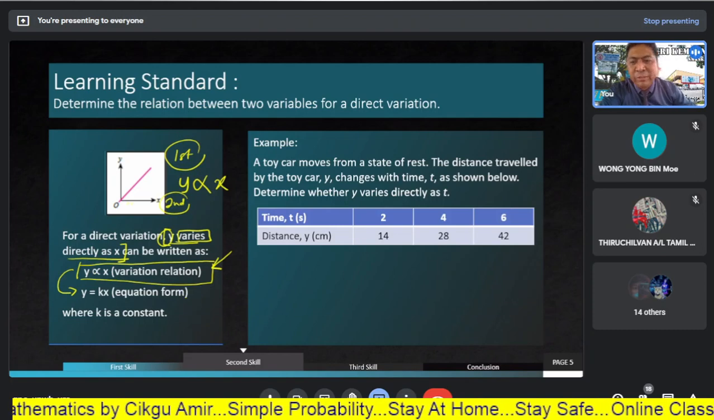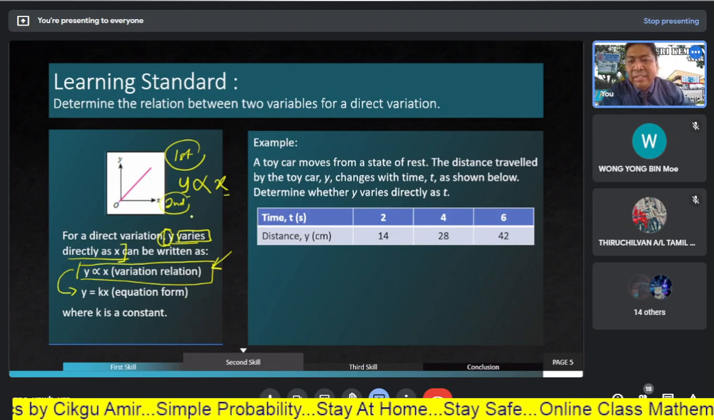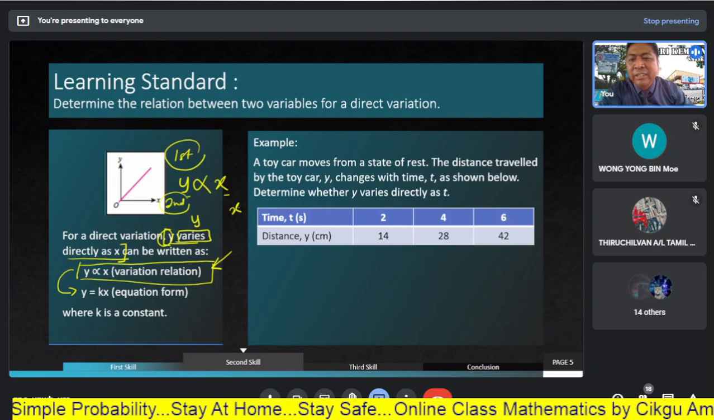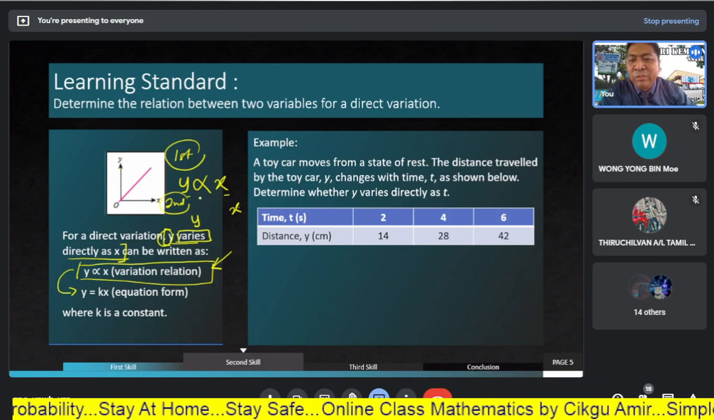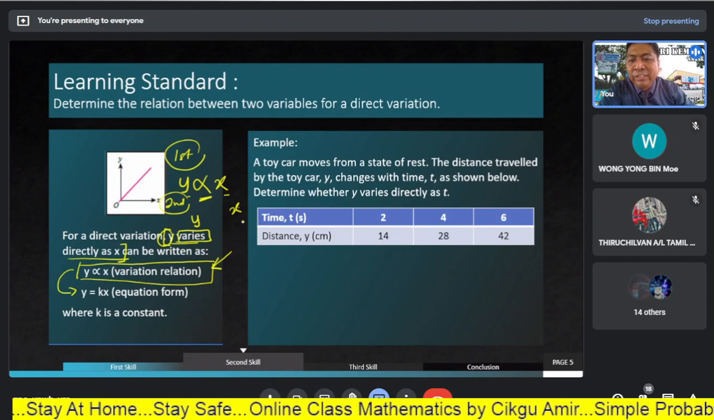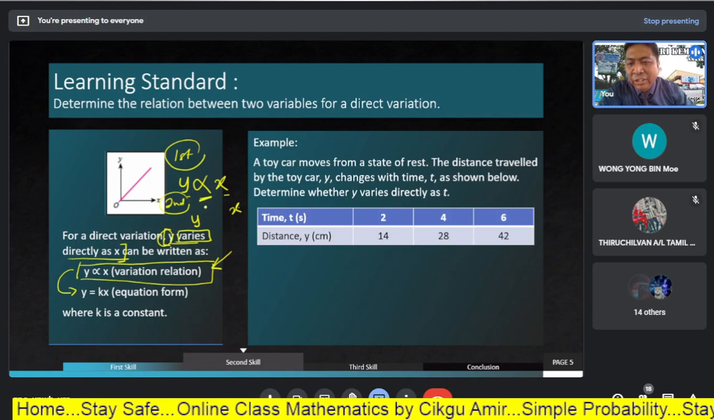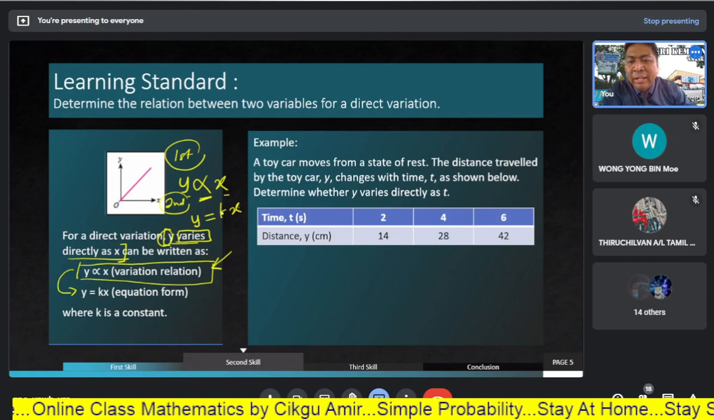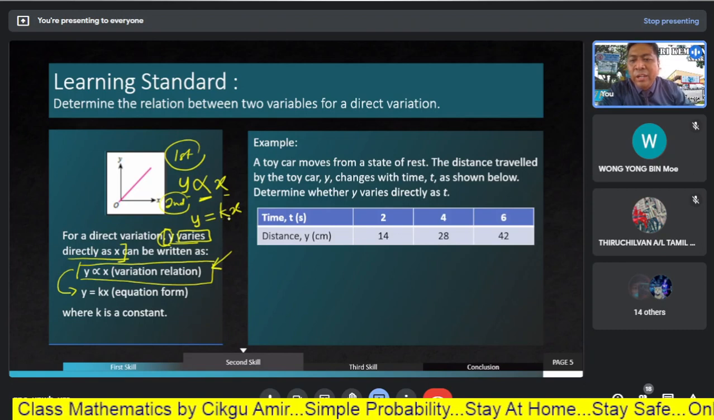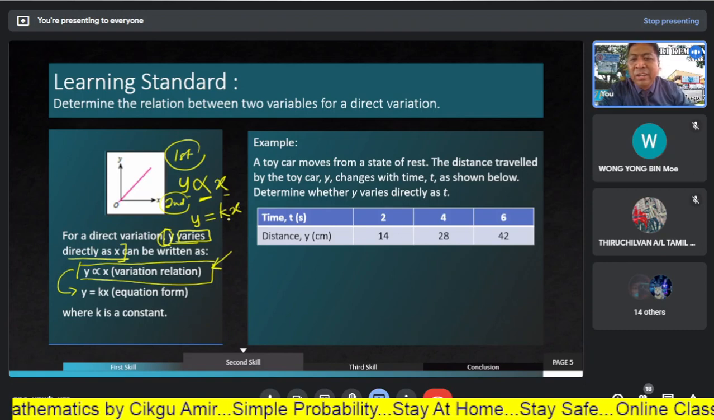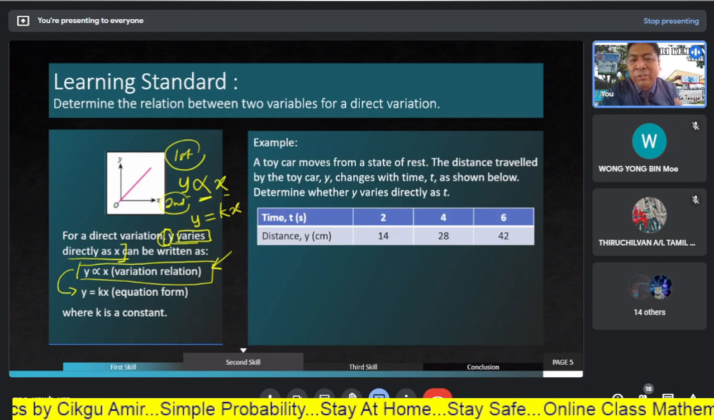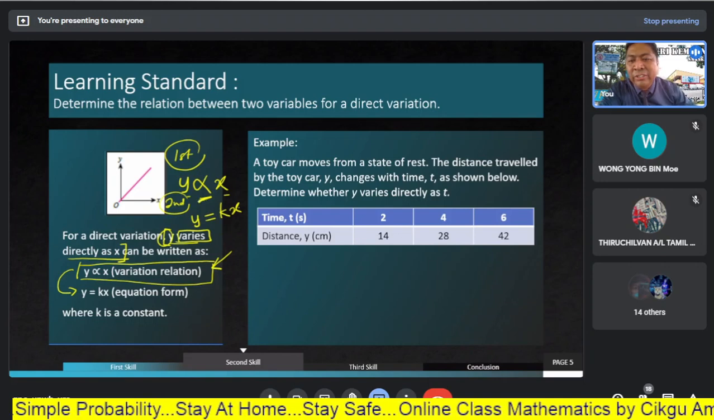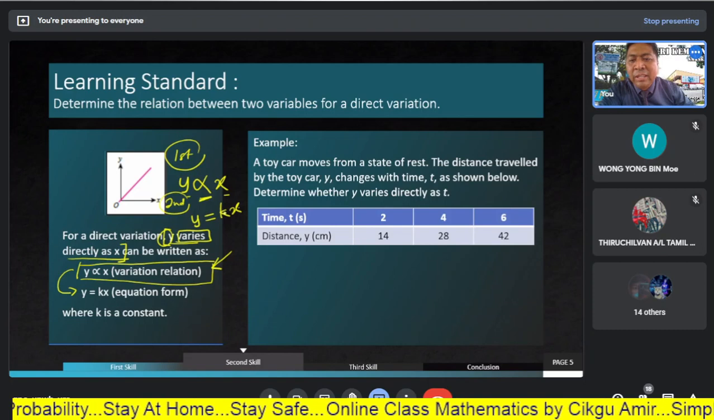How to change? Simple. Y and x are unchanged, fixed. The variables are fixed, no change. The only change here is the symbol of variation, which you change to the symbol of equal, and you put a letter k. Only k. Cannot use another letter. Cannot use x, cannot use y, cannot use a, b, c. Only use k.